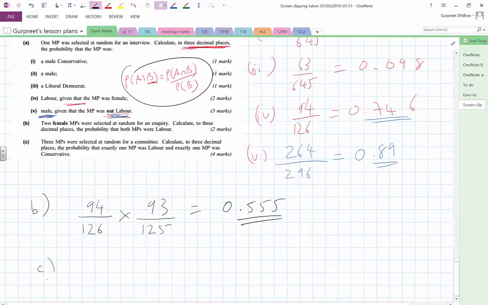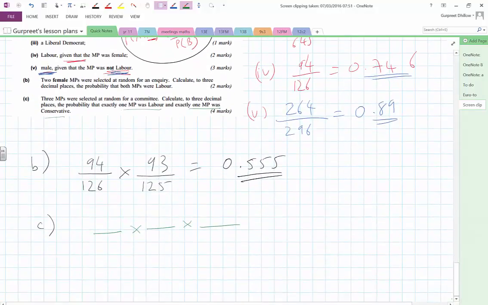And last of all, and this usually is the trickiest question, I'll do it in green. 3 MPs are selected at random. Calculate to 3 decimal places the probability that exactly 1 was Labour, 1 was Conservative, and so the other one can be the other or the Liberal Democrats. So again, we need this trick where you reduce the total by 1 each time. So the total is 645, so that's going to drop by 1 each time as we select one person.